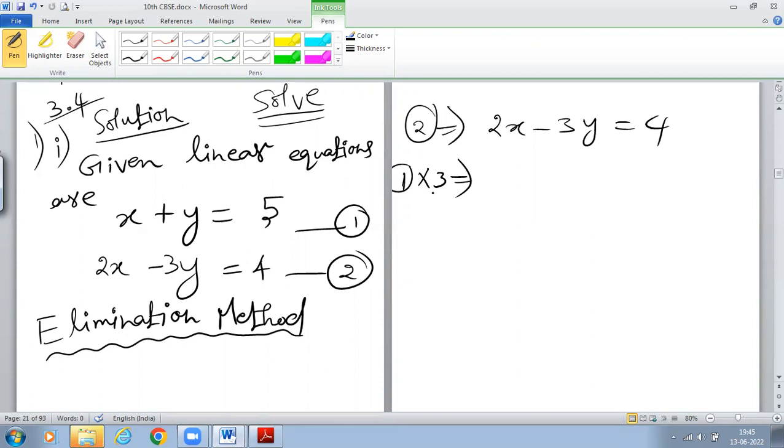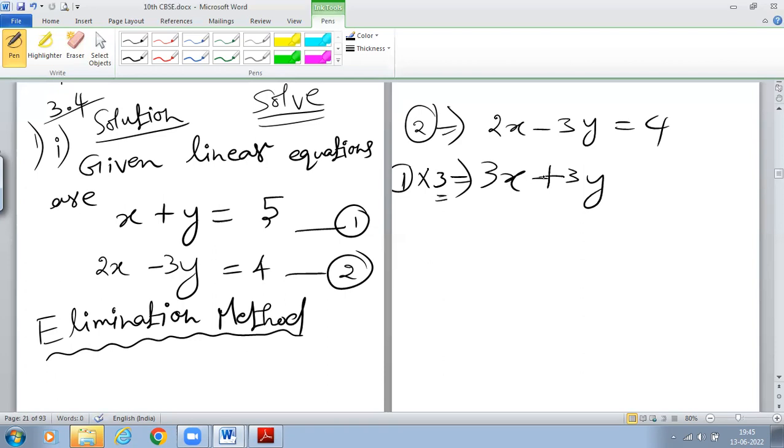Now when we are multiplying by 3, all the terms in the equation, on the left hand side as well as the right hand side, we have to multiply. What is 3 into x? The first term of equation number 1 is x, and 3 into x is 3x. The second term is plus y. When this y is multiplied by 3, it becomes plus 3y, because between x and y we have a positive sign. See here, now both the equations have the same numerical coefficient for y. That is why we are multiplying by 3.